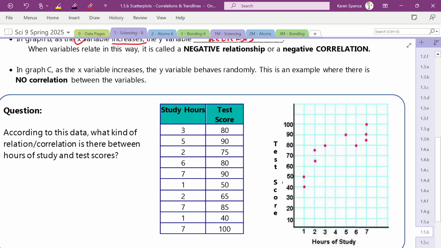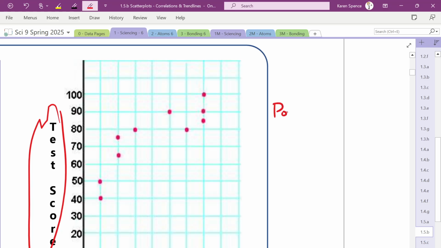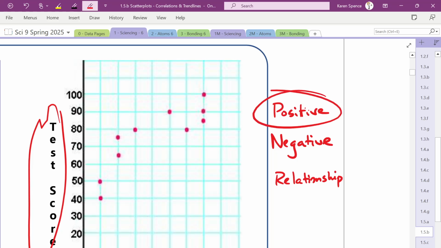Okay, so the first thing we're going to do is you're just going to look at this data and tell me what kind of relationship there is between the hours of study and the test score. Is that a positive relation or a negative relation? Take a look at this data. Is that a positive or a negative relationship? What do you guys think? Positive. Okay, so it's a positive relationship.